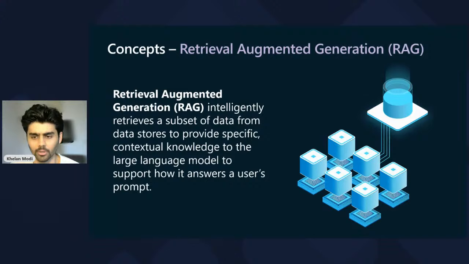So let's dig into Retrieval Augmented Generation, or RAG in short form. It is a way to intelligently retrieve the right data from your data set to provide context to your LLM, so it knows how to answer a question. Models like GPT 3.5 and 4 are huge and wonderful tools. They have built-in knowledge from the data that they were trained on, but they don't know about your specific scenarios, or what your specific use case is.